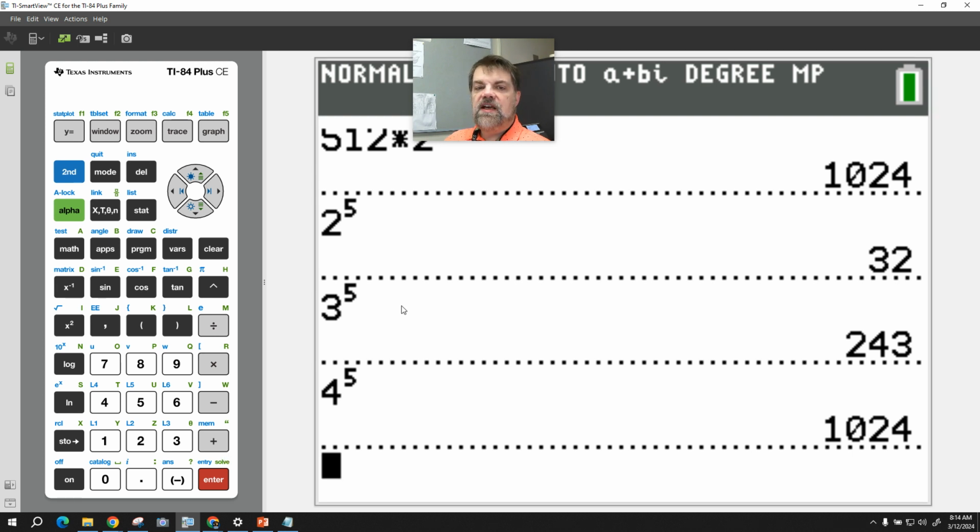Usually in a high school class, we don't go beyond 4 or 5 when it's raised to the fifth power. So you just keep going until you get the number, or a number that divides evenly into it. 32 does go into 1024 evenly, but 4 to the fifth power is 1024. That's the process. 2 to the fifth, 3 to the fifth, 4 to the fifth, until you find something.